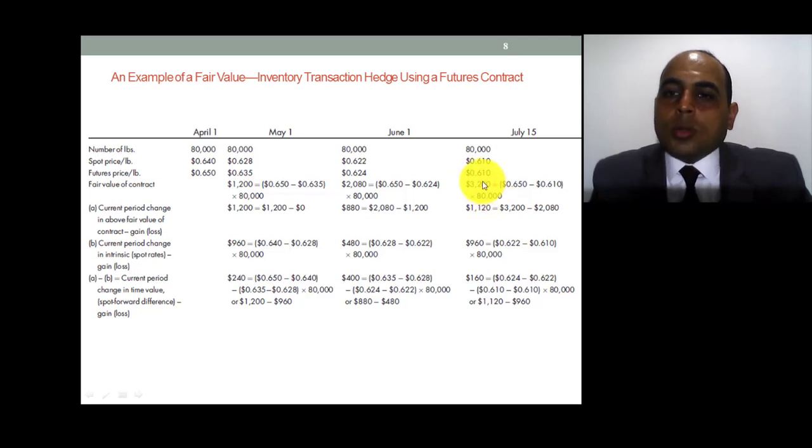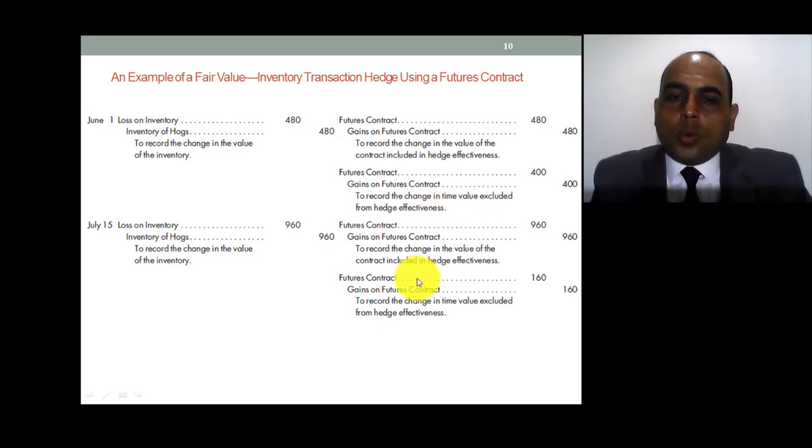Here we are talking about 3,200 in total, but again be careful. Already we have recorded 2,080, that coming from 880 from June and 1,200 from May. So you have to deduct it to recognize the amount of gain of July. So in total, 3,200 minus 2,080, the accrued amount from a previous period. So in July we are talking about 1,120. You can record it.